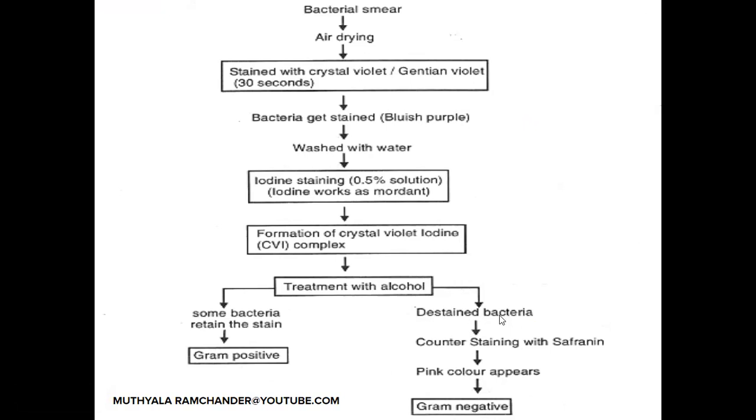The de-stained bacteria are counterstained with safranin. The de-stained bacteria get recolored, appearing pink with safranin. So which bacteria turn pink? Those bacteria are called gram-negative bacteria. Outside the bacterial cell wall, a thin polysaccharide layer is present. Those bacteria are pink in color, and are also called gram-negative bacteria. This is the basic procedure of the Gram staining technique for the identification of gram-positive bacteria and gram-negative bacteria.